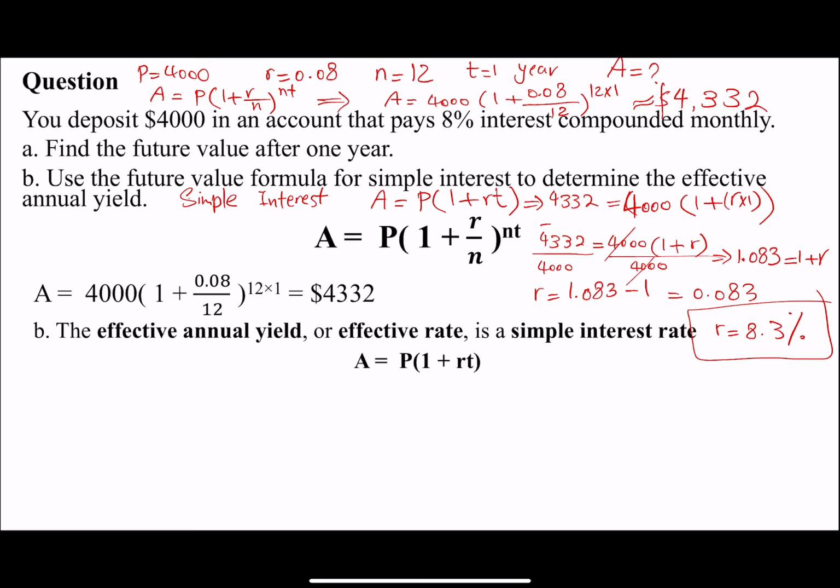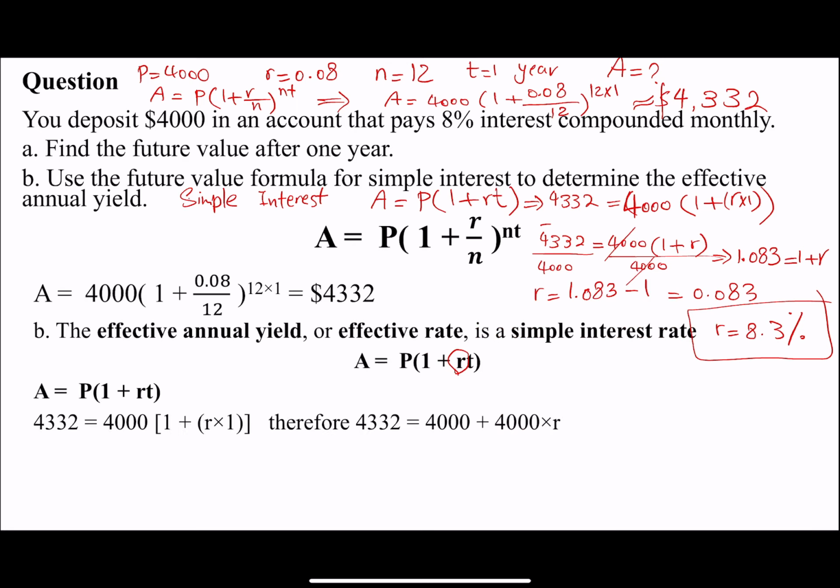So I use the simple interest equation. R is my unknown, right? I just plug in the values and solve that for R. Guys, use any methodology that you have to find R, okay? You're supposed to get a similar number. So R is around 8.3%.